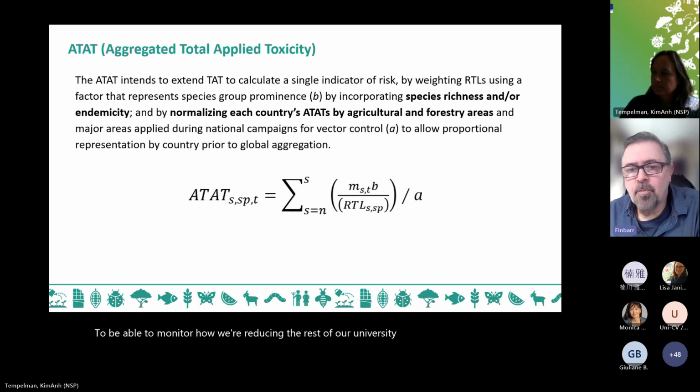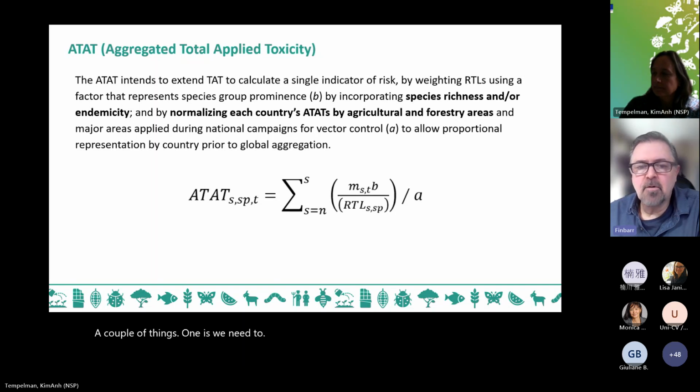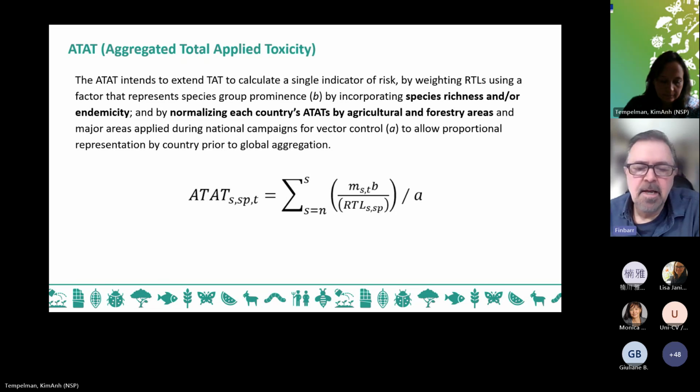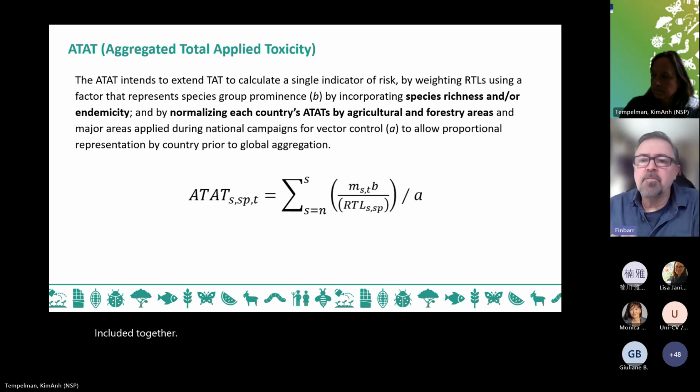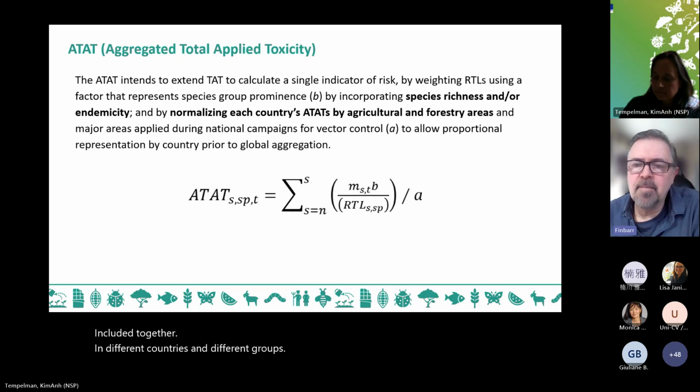So that means that we have to incorporate a couple of things. One is we need to be able to normalize across countries for agricultural area, cropland, and the other is to somehow tweak the different species, because remember, these are the whole range of species included together, fish, birds, etc. But then different countries and different crops will have different exposures to these species, so we need to work out a mechanism to be able to make that value more representative. Next slide, Kim.